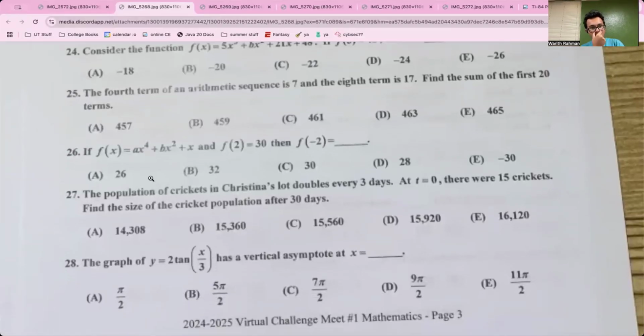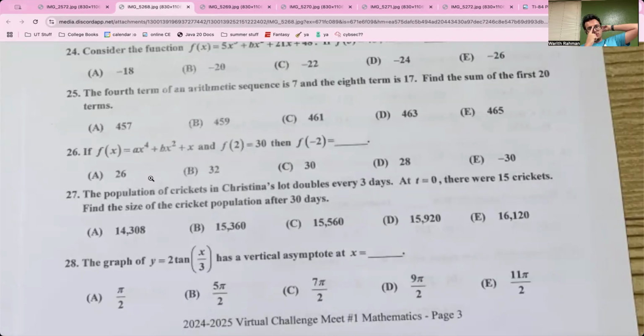Question 26: if ax to the fourth plus bx squared plus x... Okay, even functions. You notice that we have no way to solve for a and b, but we still have to somehow figure out this value. And the trick is this function is very, very close to being even.